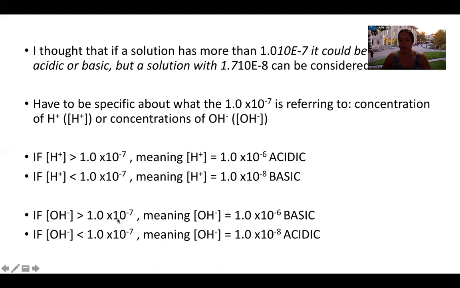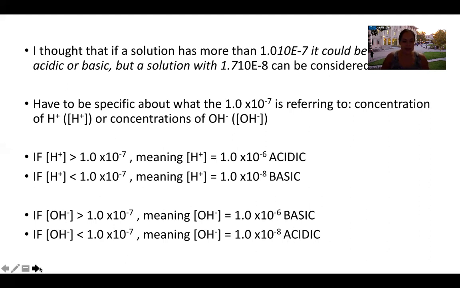And again, we can do the same kind of reasoning with our hydroxide ion concentration. Remember the middle point is this 1.0 times 10 to the minus 7. So if our hydroxide ion is greater than that, that means there's more, and that would look like a number like this. And that means it would be basic. If our hydroxide ion concentration was less than that, and again, that's an example here, then it would be acidic.